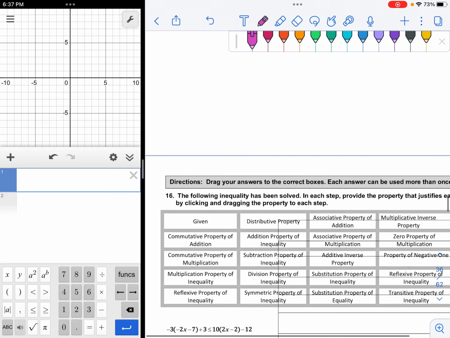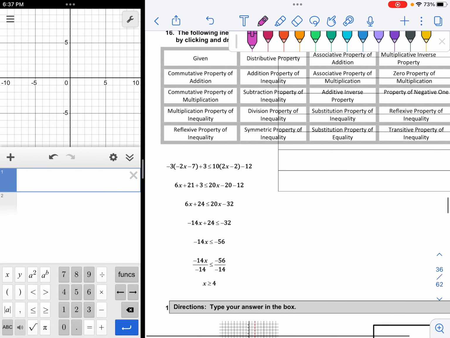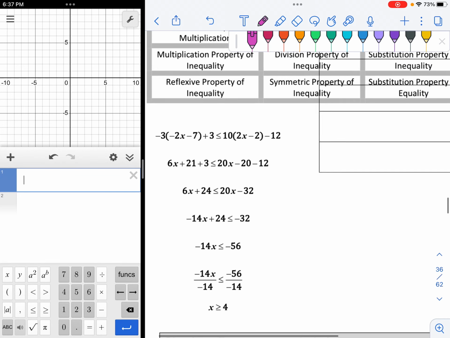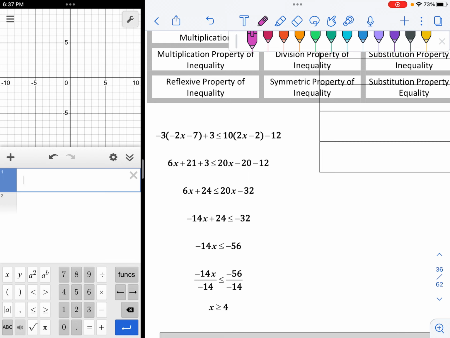All right, let's skip around again, and let's go ahead and talk about this problem. I know the box is a little hectic on mine. Let's talk about it on yours. Going from this step to this step, I noticed that they distributed that negative 3, so that would be our distributive property. When we go from this step to this step, I noticed that they combined their like terms.